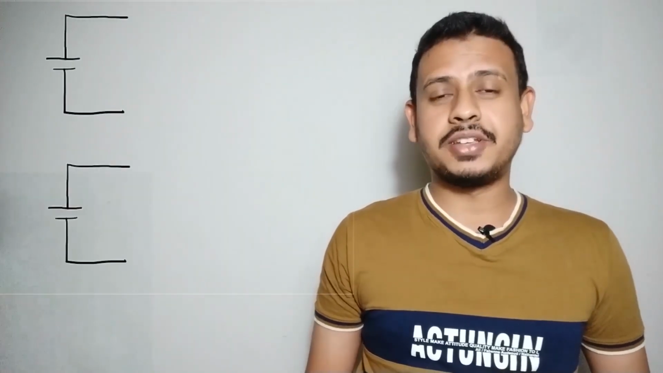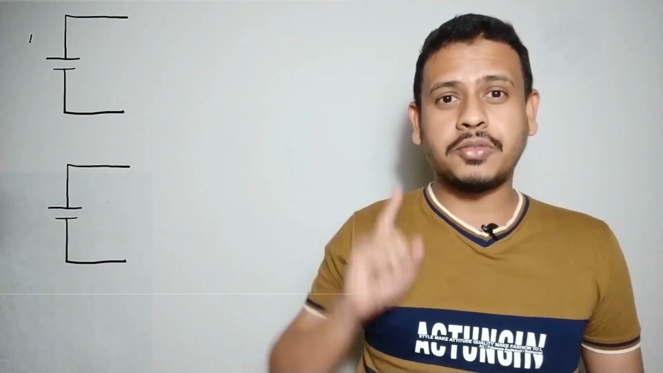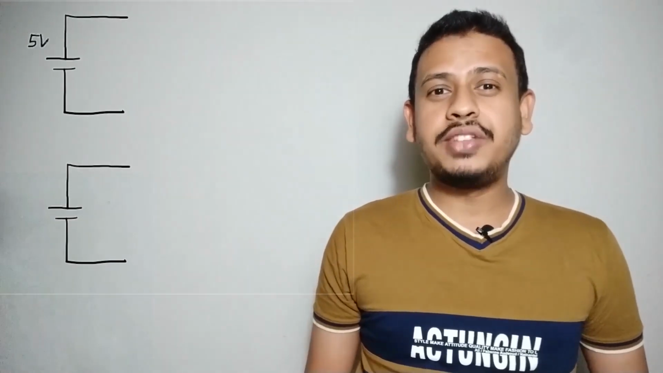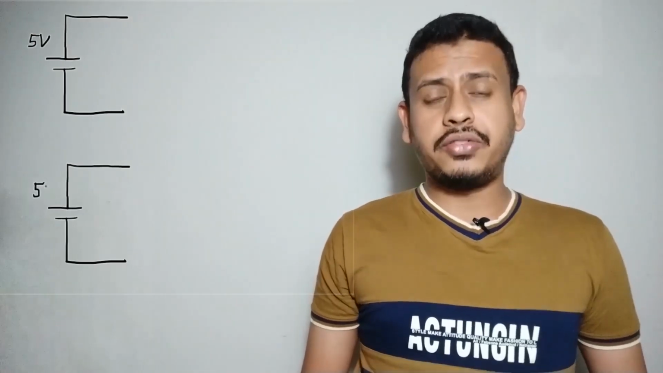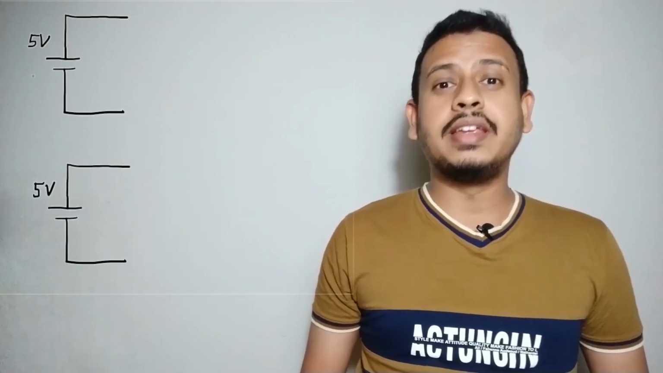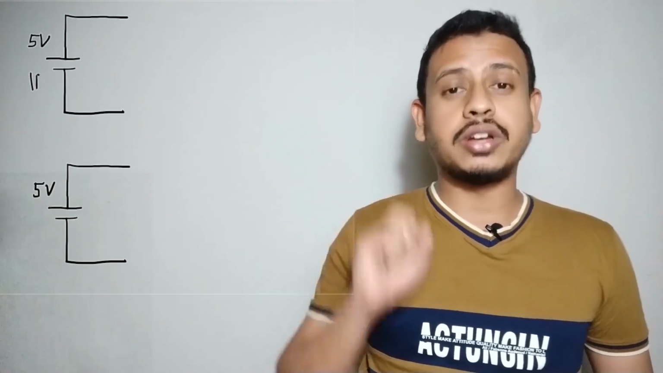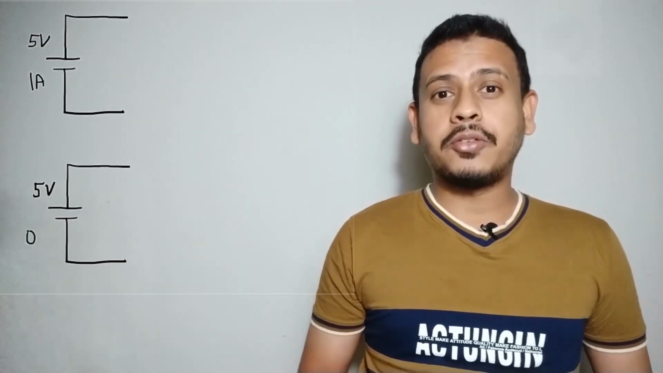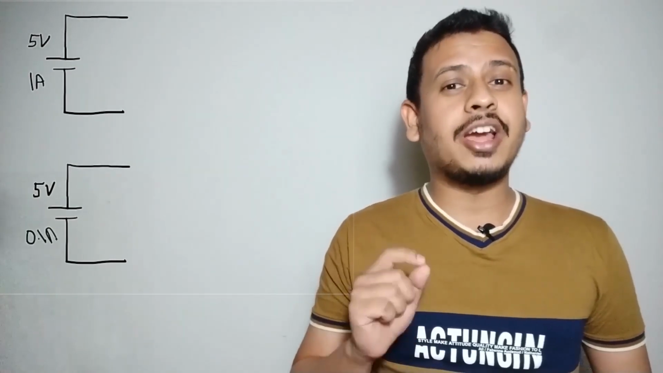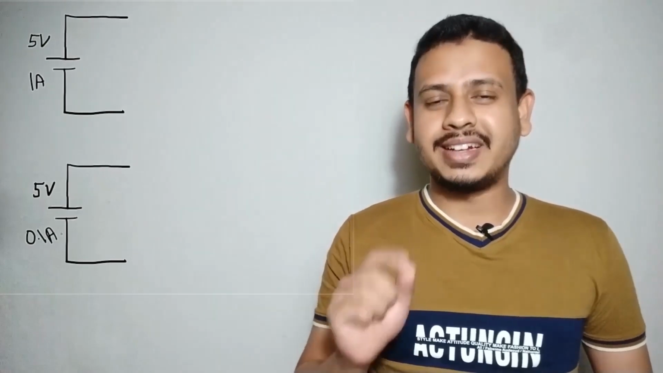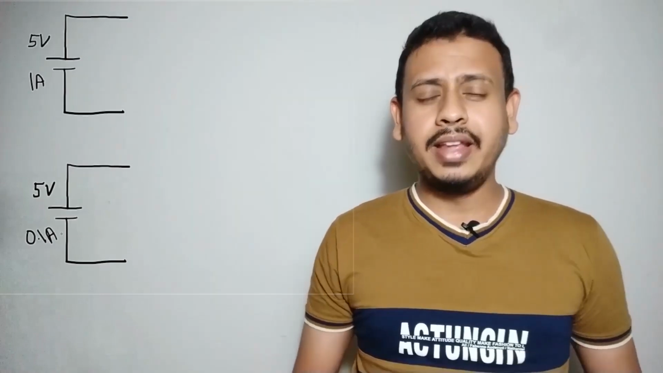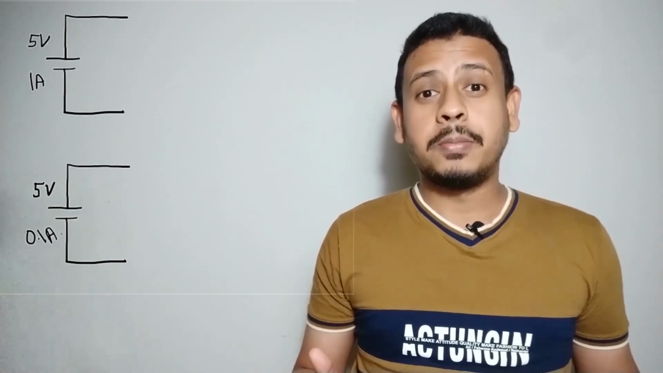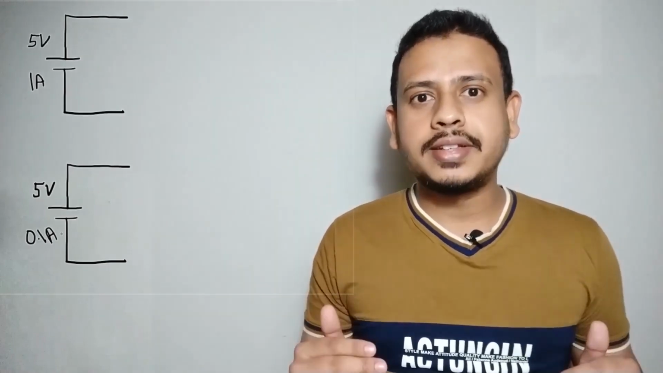Here we have 2 power supplies, power supply 1 and power supply 2. Both of these power supplies are capable of generating 5 volts. But the difference is, the first power supply is capable of generating 5 volts at 1 amp rated current, and power supply 2 is capable of generating 5 volts at 0.1 amps rated current. Now you tell me, are these both power supplies the same? Their output voltage is 5 volts, but the rated output current is not the same.